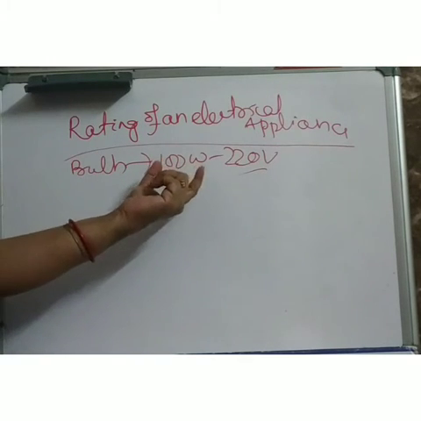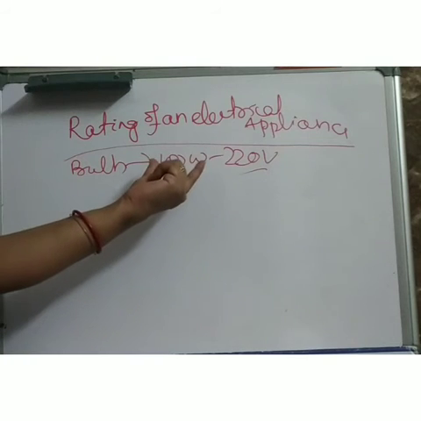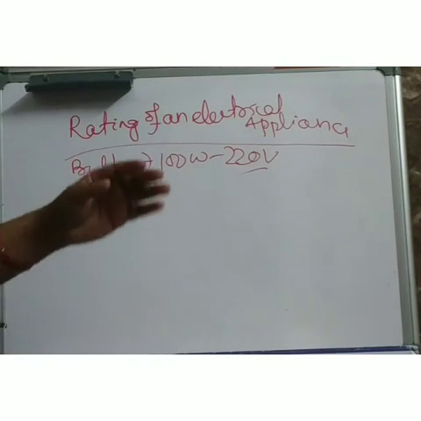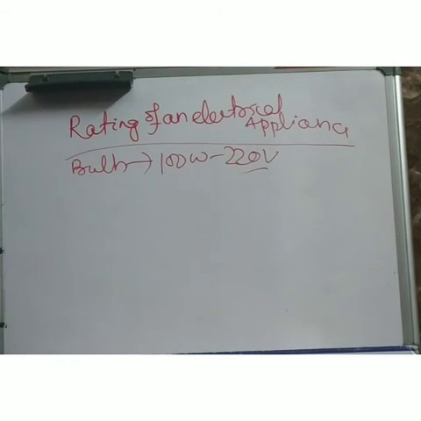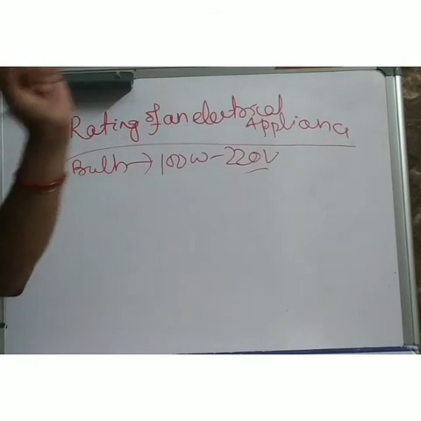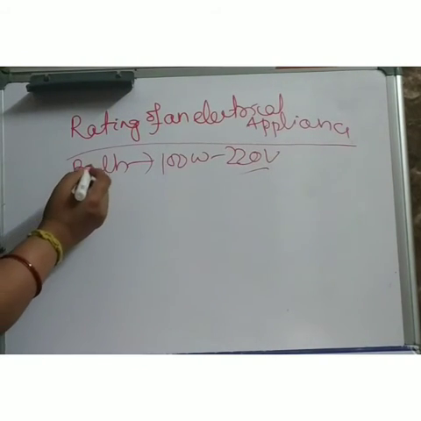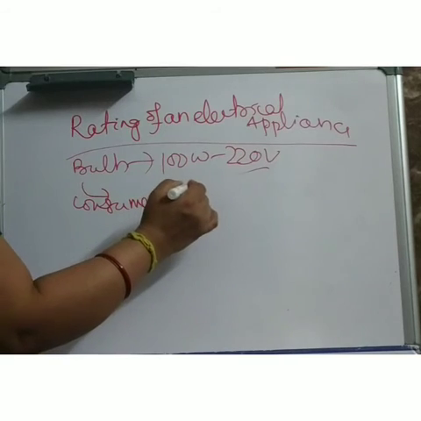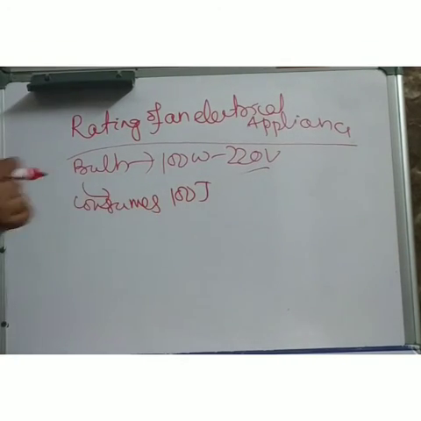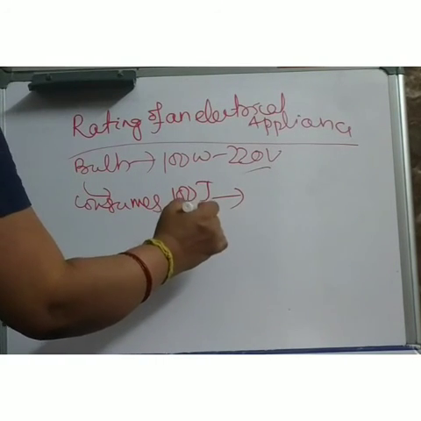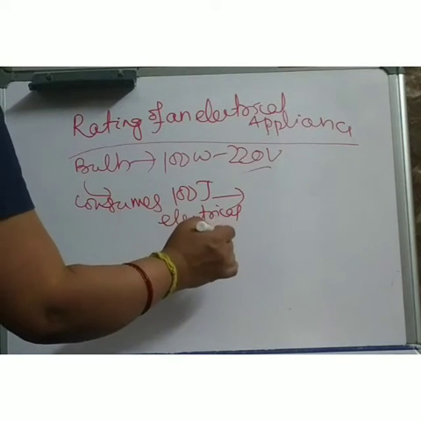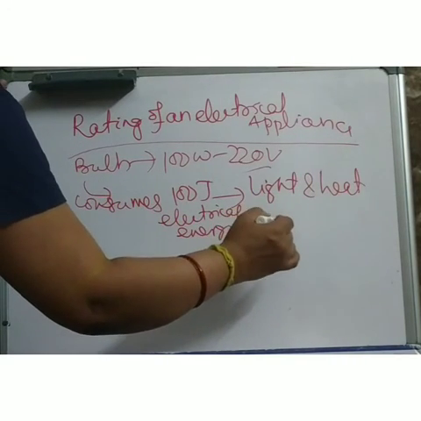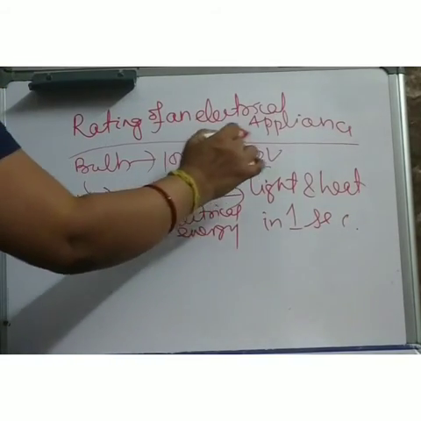100 watt power means the bulb is consuming 100 joules of electrical energy, which is converted to light and heat, in 1 second when it is connected to 220 volt. Is it clear? What does it mean?